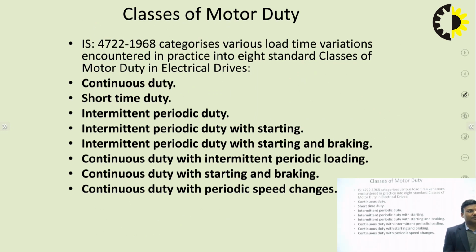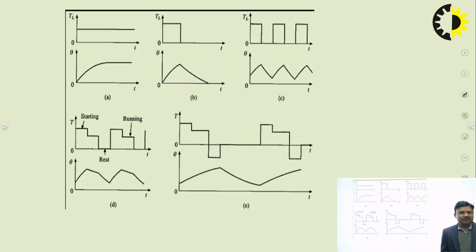So let us see the classes of motor duty. The standard 4722 of 1968 categorizes various load time variations encountered in practice into 8 standard classes of motor duty in electrical drives. If you see, there is continuous duty, short time duty, and intermittent duty. This is the basic classification. Further, intermittent periodic duty can be classified into intermittent periodic duty with starting, intermittent periodic duty with starting and braking, continuous duty with intermittent periodic loading, continuous duty with starting and braking, and continuous duty with periodic speed changes. So these are some of the classes of motor duty.